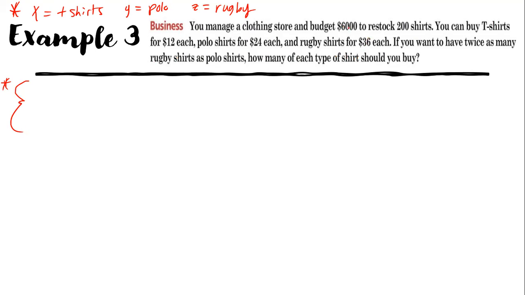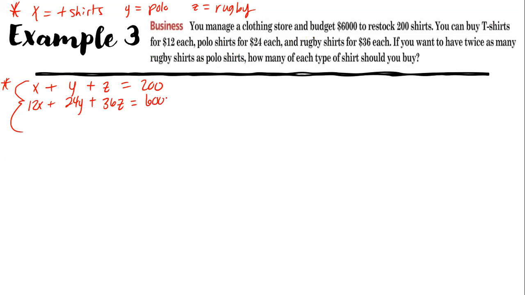So we have $6,000 and we restock 200 shirts. So we know that x plus y plus z equals 200, because that's how many shirts I have in total. And we also know that t-shirts cost $12, polo shirts cost $24, and rugby shirts cost $36.